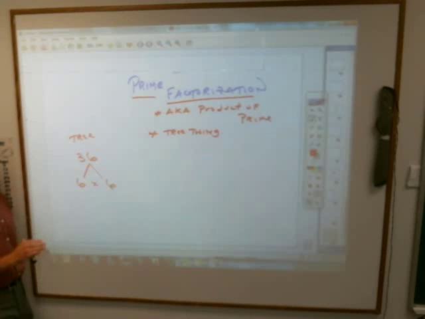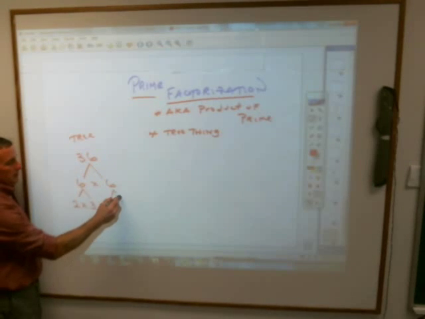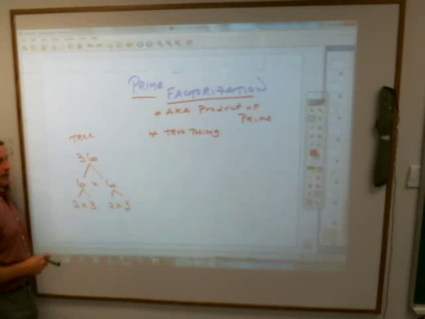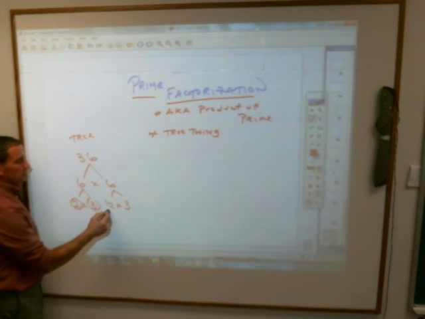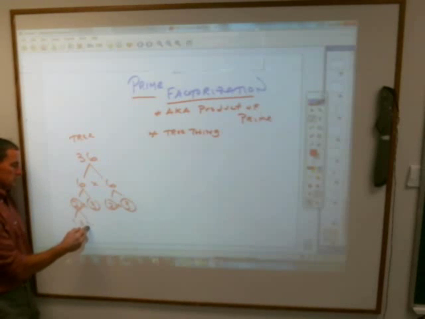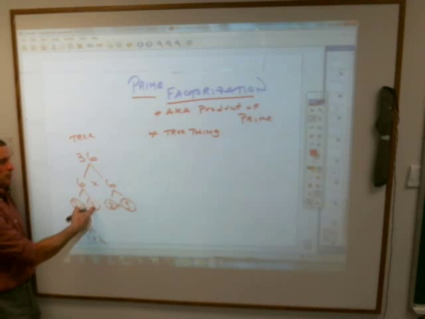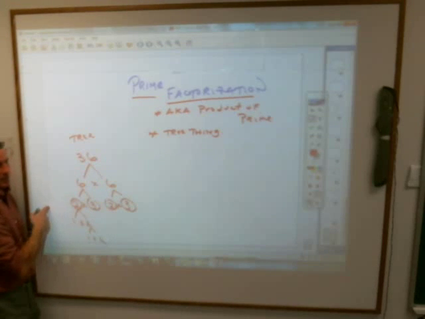You can't stop breaking it down until you get to prime numbers for the branches. 6 is not prime, so you can split 6 down into 2 times 3 and 2 times 3. Are those prime numbers? Yes, and you stop. I've had people do this, and it's kind of silly because it can go on forever. They'll go, oh, 2 is 1 times 2. Well, if you do that, you'll go on forever because 2 is also 1 times 2. Once you get to a prime number, you must stop.